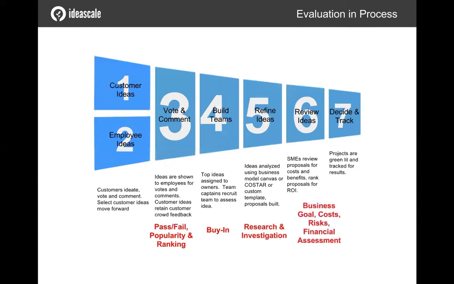The reason things happen in this way is because the evaluation in the initial stages will inform the evaluation in the later stages. So it's difficult, for example, to provide a practical financial assessment without doing some more in-depth research and investigations into the sort of resources necessary, who's going to work on it, the advantages it provides. And so the work done in the refinement or proposal building stage is going to help people do that review for business goals, costs, and all of that.